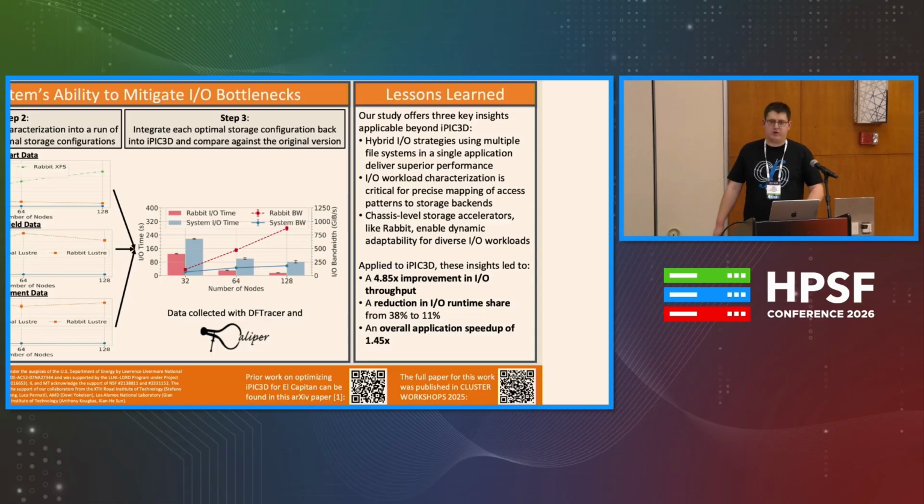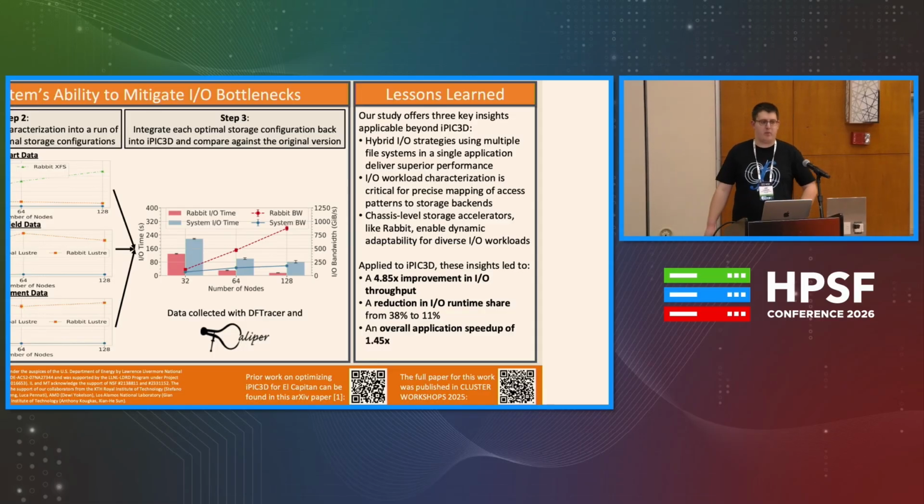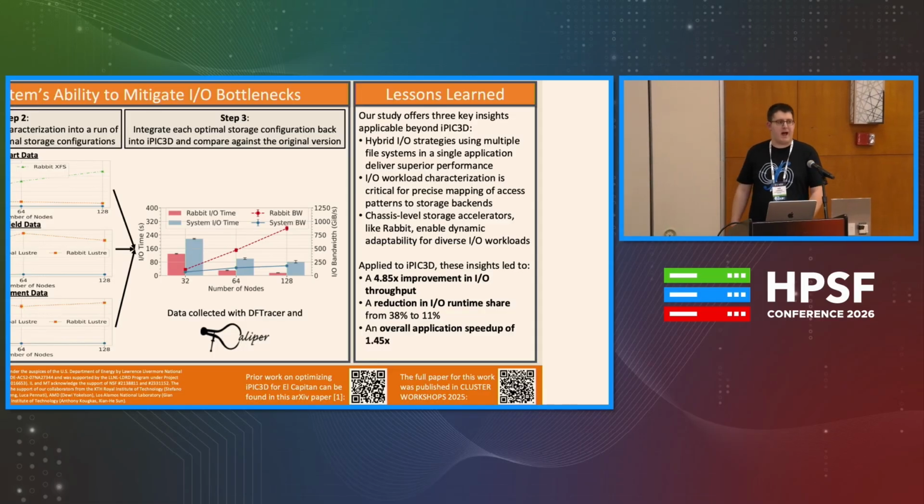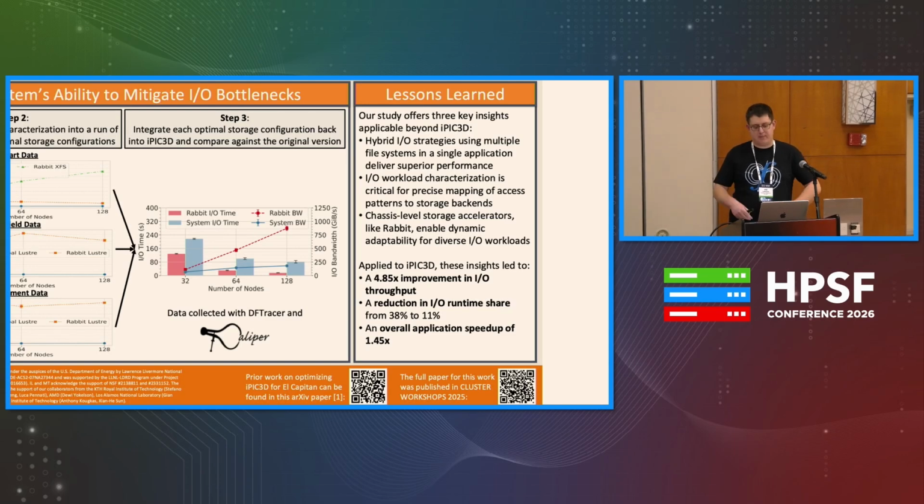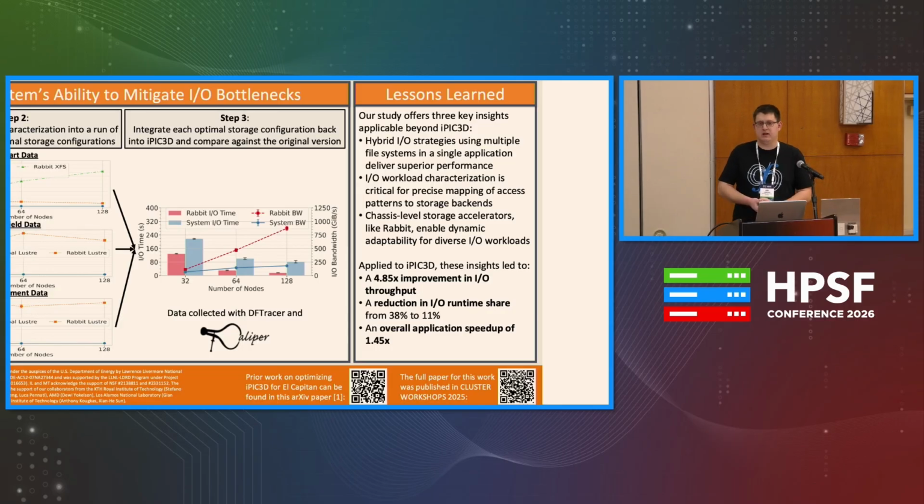If you're curious about this work, the 2 QR codes on the bottom point you to the paper about our work with IPIC3D and optimizing for El Capitan, and our paper in the RexIO workshop at Cluster last year about the actual Rabbit optimization of this software.